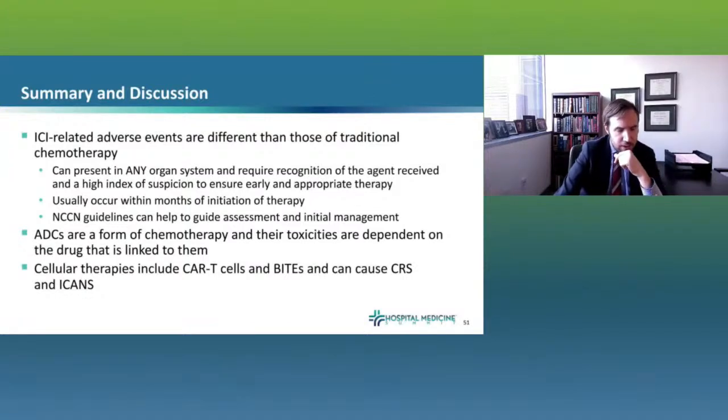And then cellular therapies, namely CAR-T, chimeric antigen receptor therapy, as well as BiTEs, bispecific T-cell engagers. They can cause CRS and ICANS. So I want to reiterate that BiTEs, a lot of times people just think CAR-T and CRS, but BiTEs, same thing. They can cause CRS and ICANS just like CAR-T.